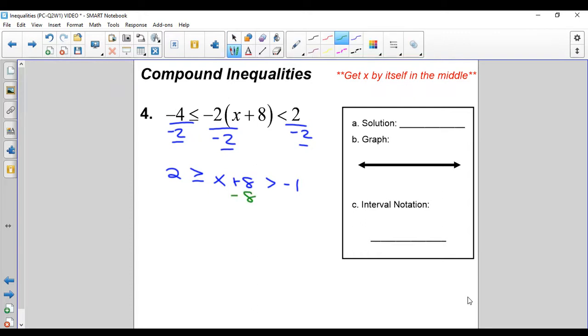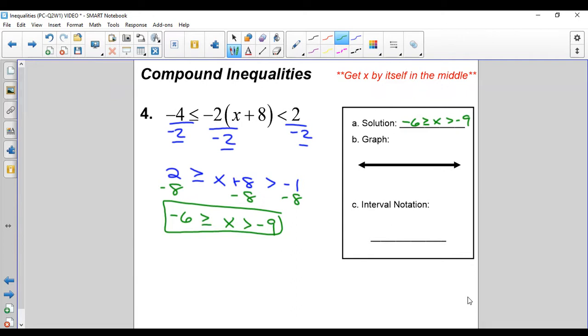So I subtract 8 from all sides. I get -6 is greater than or equal to x, greater than -9. That's my solution. I'll write that in this spot here. -6 greater than or equal to x, greater than -9. Now, this is considered an and statement. My answer needs to be greater than -9 and less than or equal to -6. That's what that solution really represents.